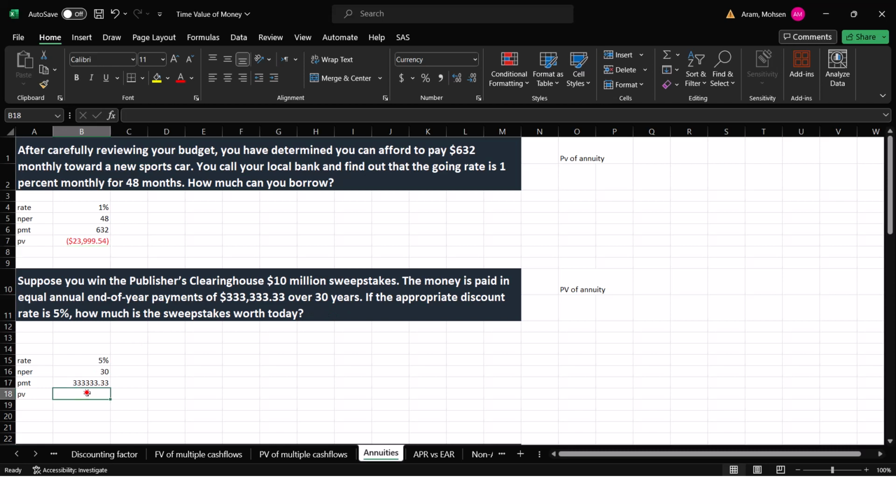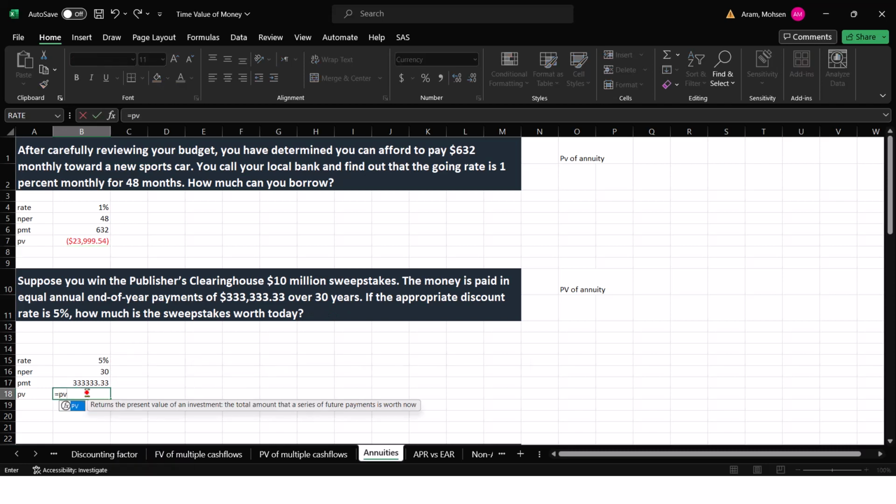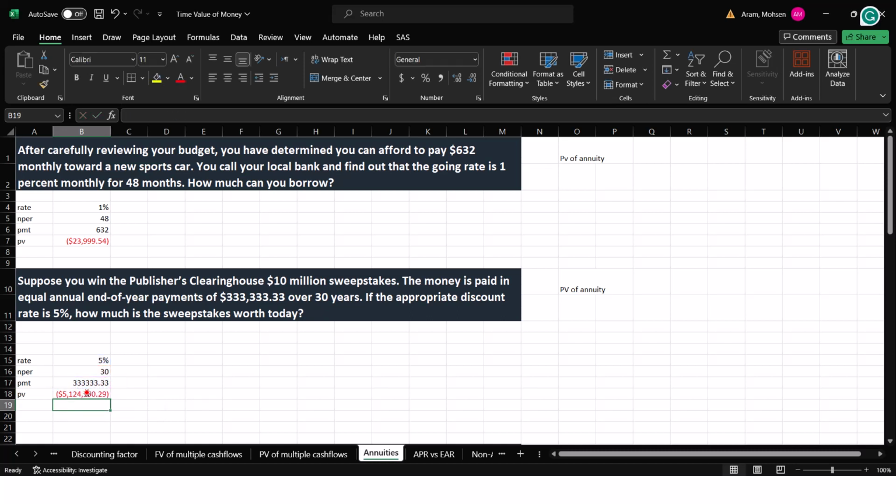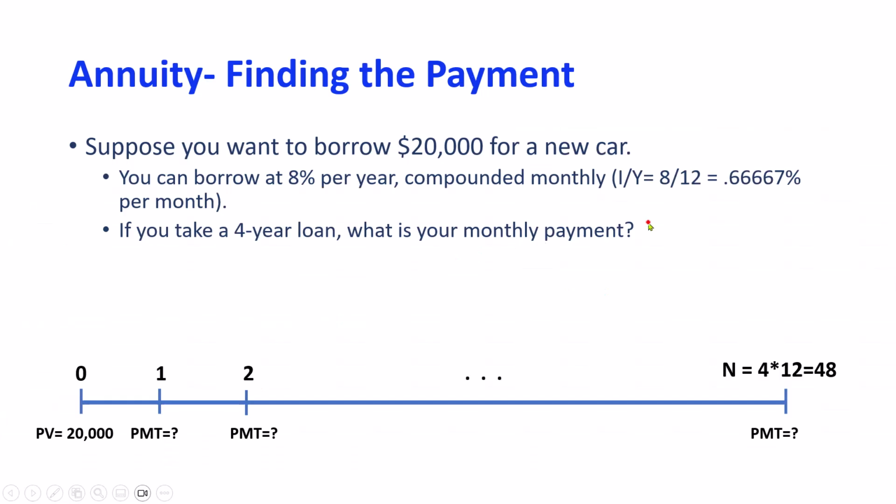Okay, we can do the same thing in Excel. So present value would be the rate, for 30 years, and the payment, exactly the same number.